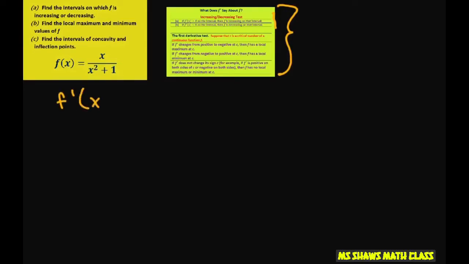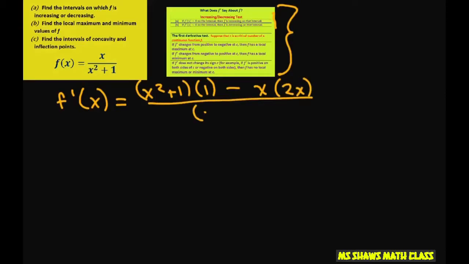We're going to use the quotient rule. So you copy down the denominator and multiply it by the derivative of the numerator, which is just 1. Subtract, copy down the numerator, and multiply that by the derivative of the denominator, which is 2x. And then you take your denominator and square it.